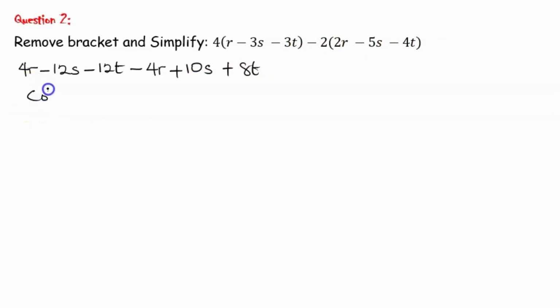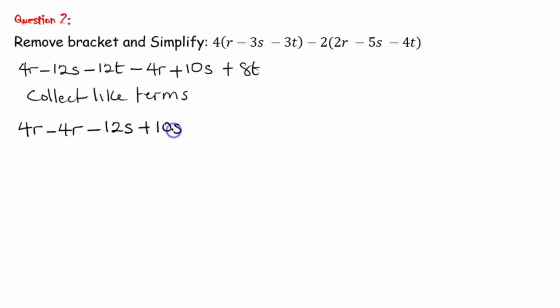I collect like terms. The terms that are the same in terms of the letter they carry. And the power of that letter is very important. So we have 4r. Which other r can you see? You can see another 4r, which is carrying negative sign. Then I have minus, the next one is 12s. Can I see another s? Yes, I can see plus 10s. All right, which other one can I see? I can see negative 12t. And I can see plus 8t. Okay, so I've actually grouped them.